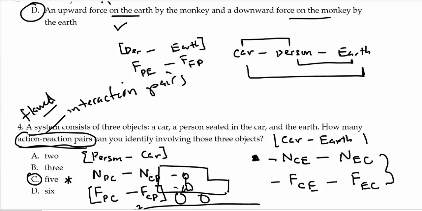If the car is moving, there will be six. Why? Because there will be friction. If the car is not moving, there will be five. Because earth and person, you have one interaction pair. Car and earth, you have two interaction pairs. Person and car, you have two interaction what? Pairs. So should we assume that the car is moving? So we are assuming that the car is at rest. But if you had chosen six, I will still give you your grades, because that will be for the person who will assume that the car is moving.